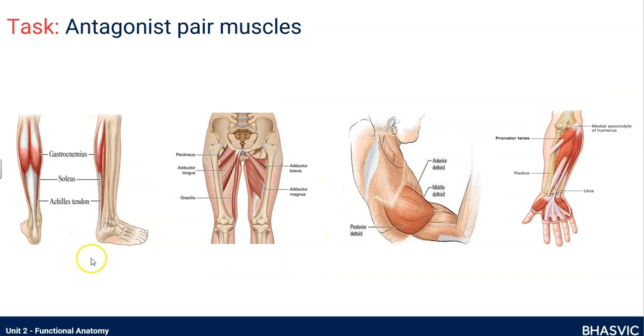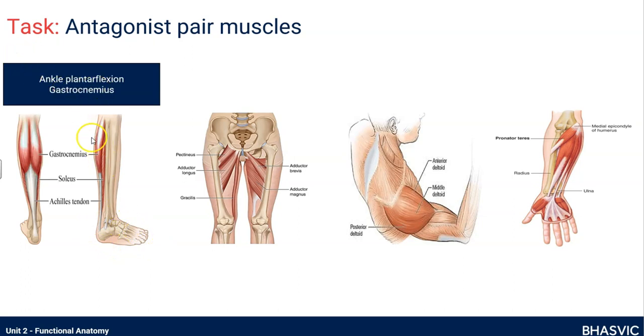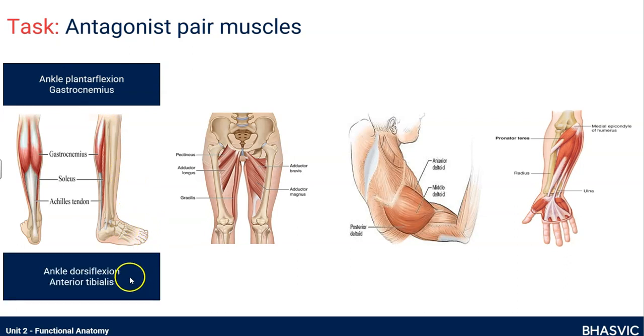Here are some other examples. In order for us to raise ourselves up onto tiptoes, to plantar flex at the ankle, gastrocnemius, this calf muscle, is the agonist. However, if we wanted to pull our toes up to dorsiflex, anterior tibialis, now it's not shown on the diagram, but it's on the front of the shin. Anterior means to the front of, tibialis, the shin bone. That would be the muscle that would be contracting to pull up.